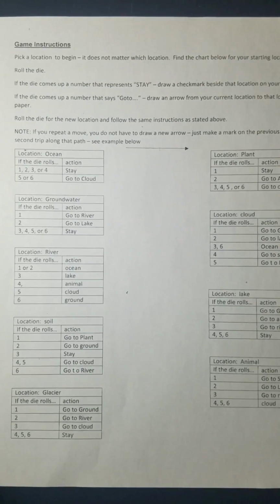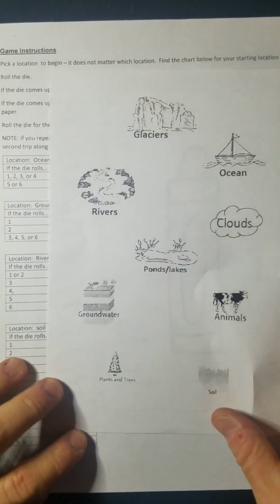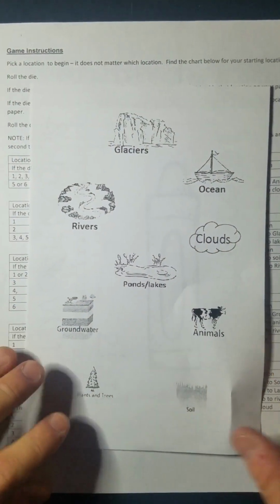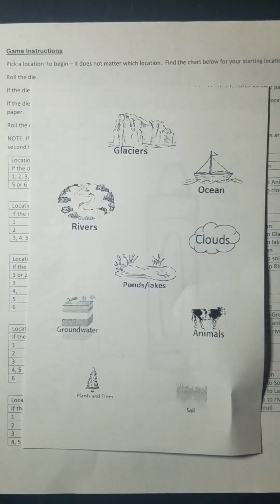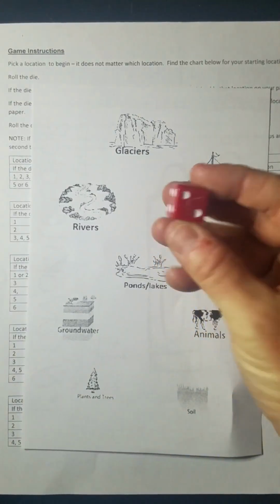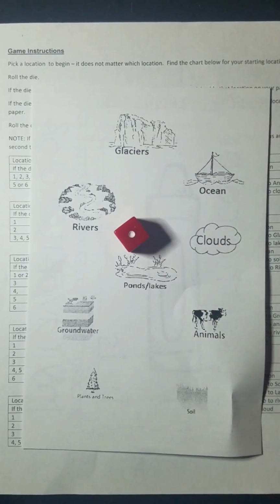What you're going to start off with is this instruction sheet. And this is going to tell you how to play the game. What you need to do is pick any location on the map as your starting point. Doesn't matter what location you start at. You don't need to make any marks at this time. What you'll do is you'll take a die and you'll roll the dice and see what it comes up as.